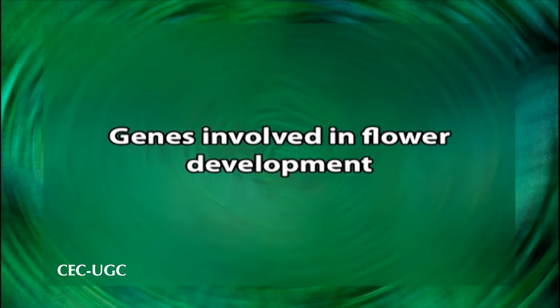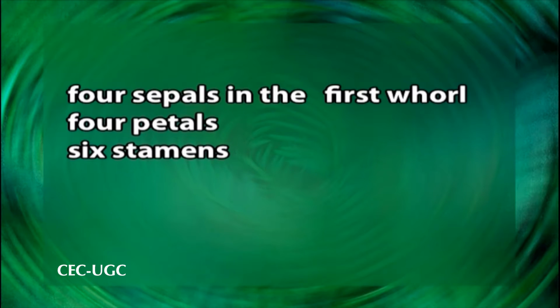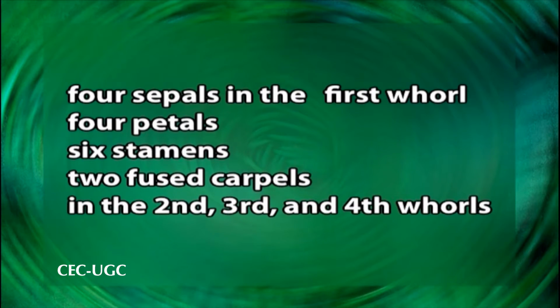Let us see genes involved in flower development. Arabidopsis flowers originate as small groups of undifferentiated cells called floral meristems on the flanks of the inflorescence meristem. In contrast to the indeterminate shoot meristem, flowers are determinate structures that produce a definite number of organ primordia. These organ primordia reside in four concentric rings called whorls, with four sepals in the outermost whorl, followed by four petals, six stamens, and two fused carpels in the second, third, and fourth whorls respectively.